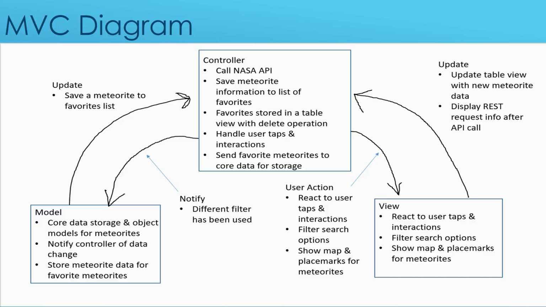And the model would go ahead and store the data of the meteorites that were saved, and notify the controller if there was some kind of a change, and it would update the controller if the user had saved a new meteorite to the favorites list. And the view would pretty much just display everything that the user sees and react to their touch, filter their search options, and show the map and place marks for each of the meteorites.